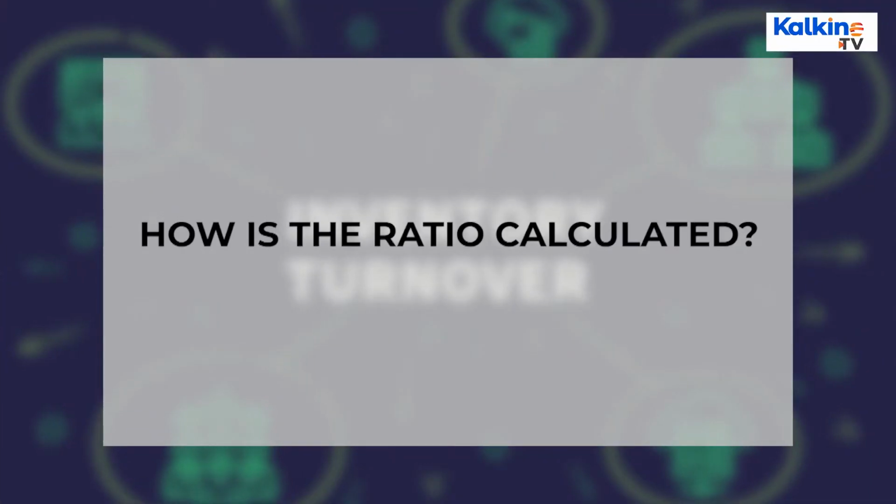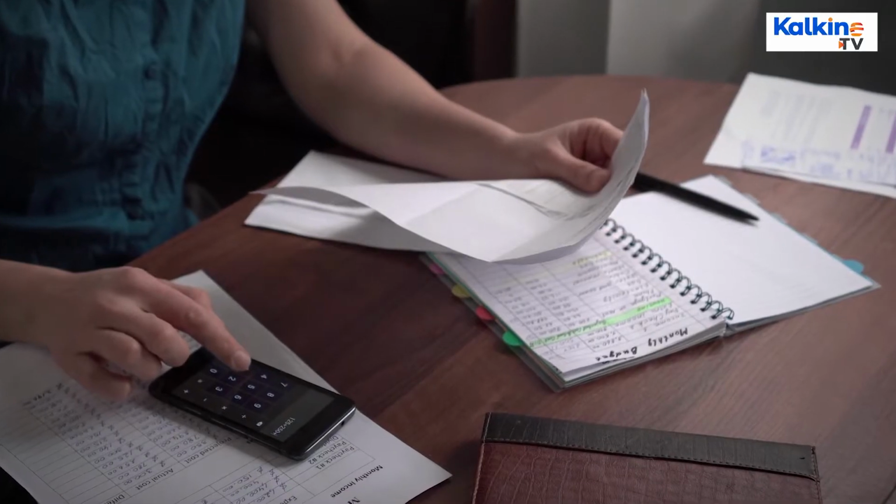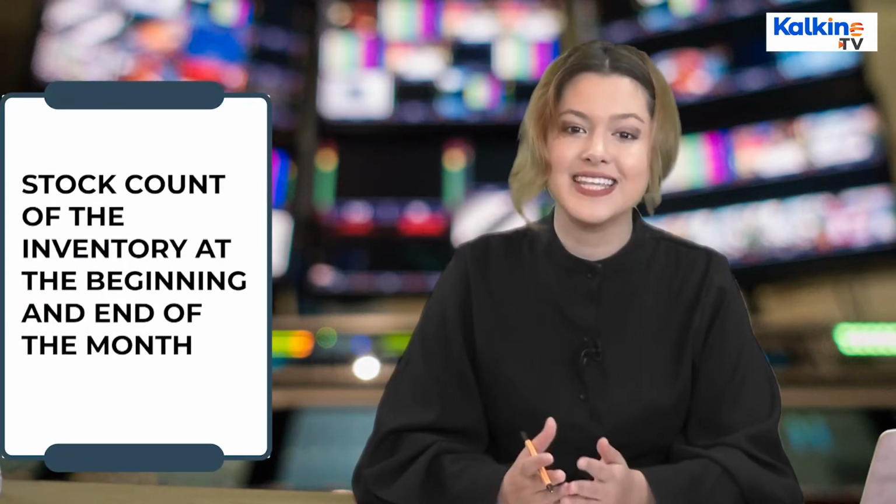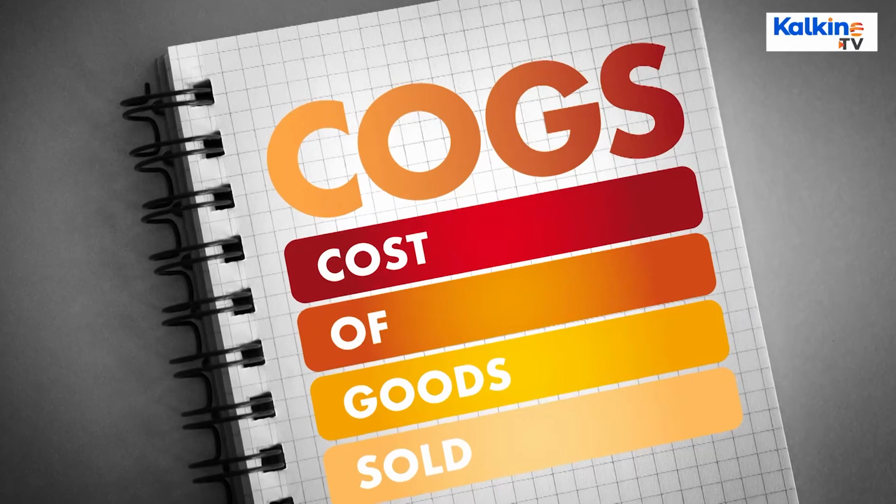So, how is the ratio calculated? The first step for calculation is finding a time frame to measure the inventory turnover ratio. Now, one must calculate the cost of goods sold. This requires the stock count of the inventory at the beginning and the end of the month. The formula that can be used to find the COGS is beginning inventory cost plus purchases minus ending inventory cost.